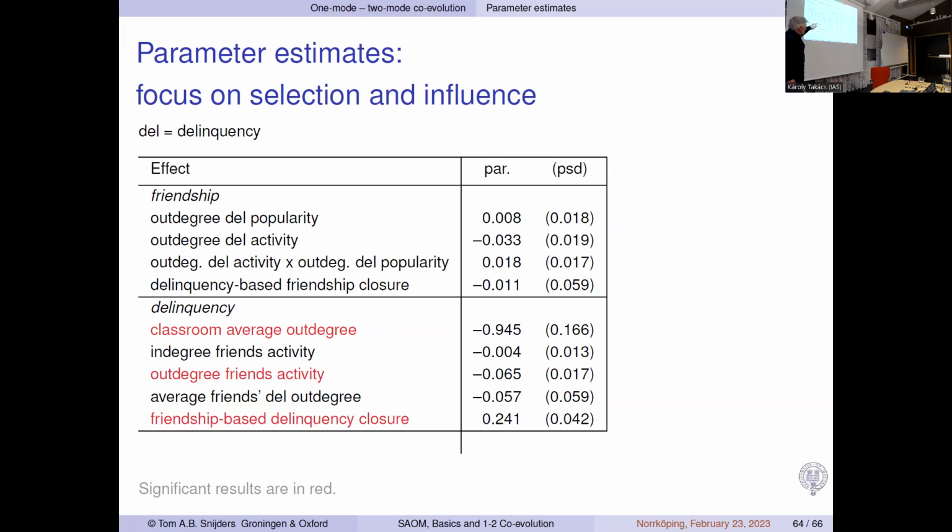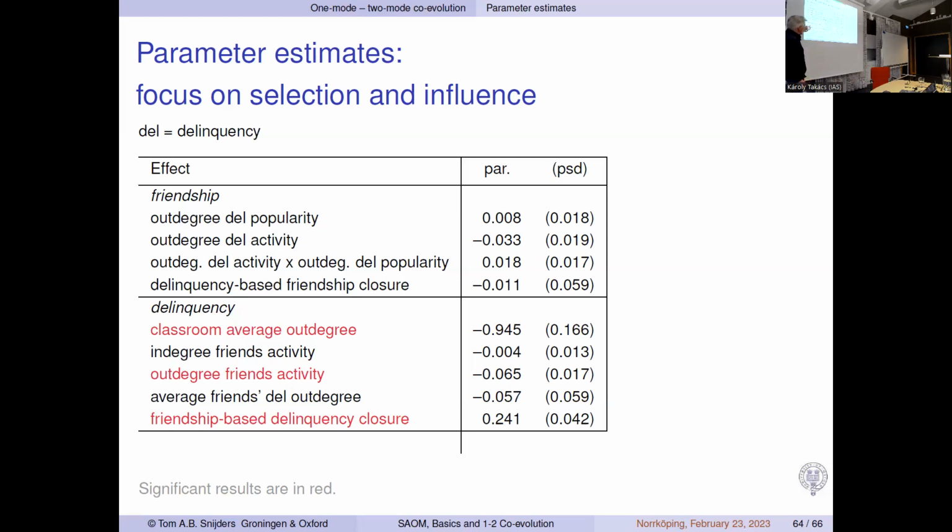Classroom average outcome. So the classroom average is the general tendency to delinquency in the classroom. That has a negative effect. That was surprising, and I interpreted this as regression to the mean. In classrooms with a high level of delinquency, it will be in part high because of random influences. Since delinquency in these populations is at the level of a normal behavior, when you are above the average, you will go down to the average. When you are below the average, you will go up to the average: regression to the mean.